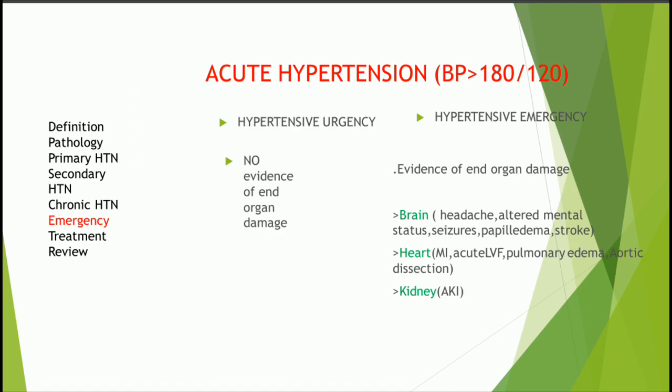In case of brain damage, headache, altered mental sensorium, seizures, papilledema, and strokes are present. Whereas in case of the heart, myocardial infarction, acute left ventricular failure, and pulmonary edema due to increased sodium and water retention, aortic dissection may also occur. Whereas in case of the kidney, acute kidney injury may be evident.